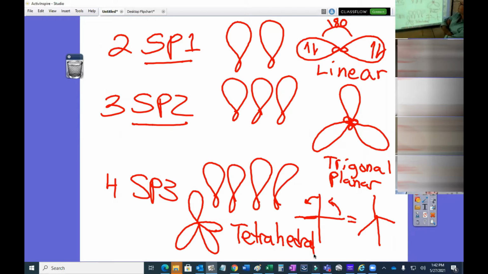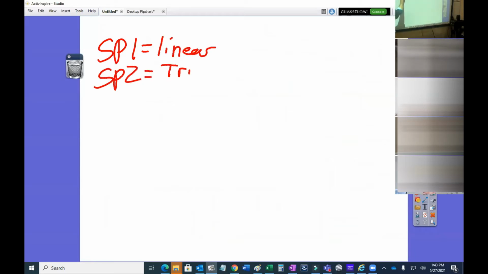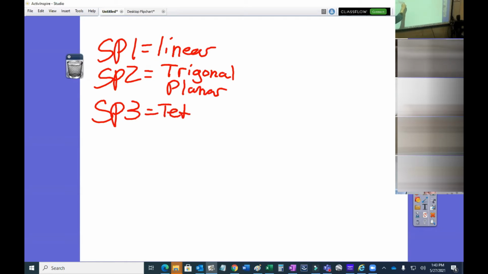Now, knowing that, I'm going to show you how to look at a molecule and determine what shape it is in. I'll put over here, sp1 is linear, sp2 is trigonal planar or triangular. Trigonal is like polygon, polygonal. It's just a fancy way of saying triangle. Planar means flat. And sp3 is tetrahedral.